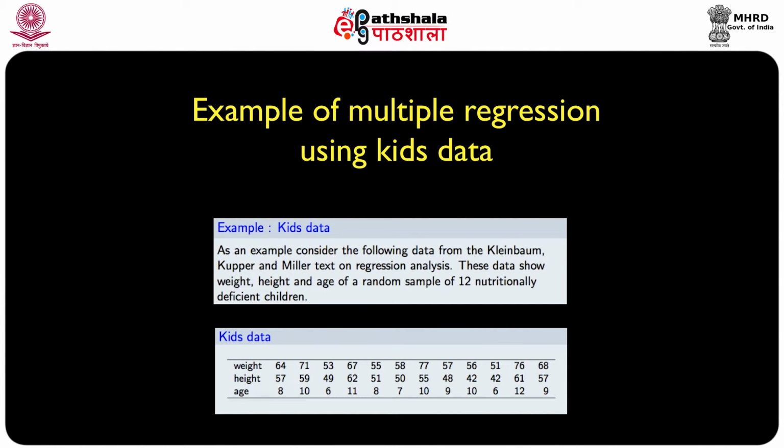1 indicates the presence of a particular observation and 0 indicates the absence of it. Now, after discussing the multiple regression model, its assumptions and key terminologies, let me show you an example of fitting a multiple regression model to the kids dataset. In this dataset, we consider data from the Kleinbaum, Kupper, and Miller text on regression analysis. These data show weight, height, and age of a random sample of 12 nutritionally deficient children.